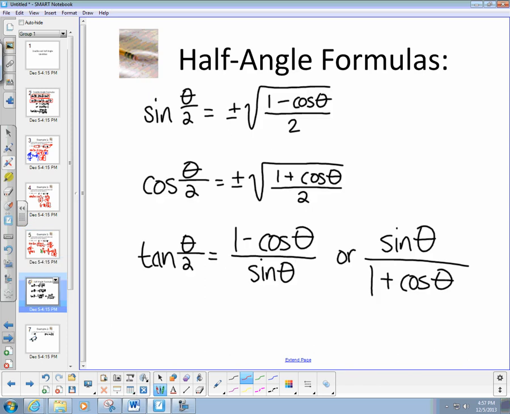Okay, now half angles are going to look like theta divided by 2, or x divided by 2, or u divided by 2. Pause the video again and go ahead and write down your half angle formulas. You do not have to memorize these formulas.